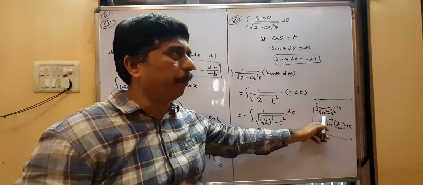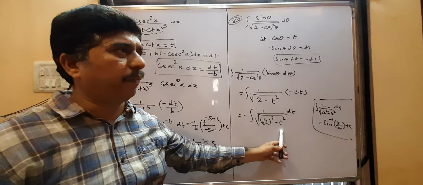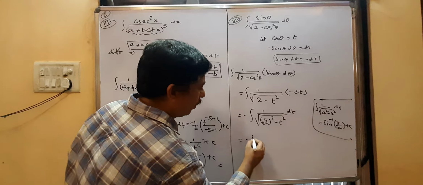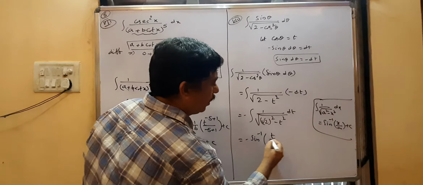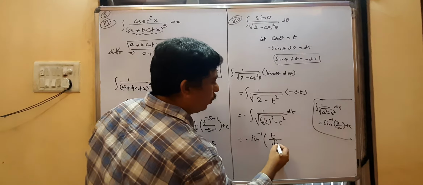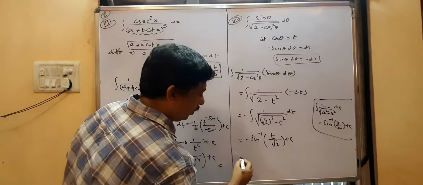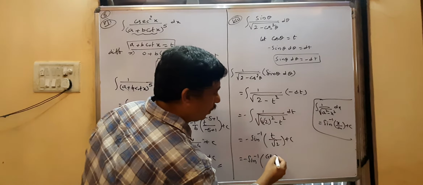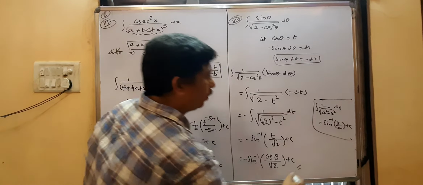A is the real number, x is the variable. Now coming to the given integral, t is the variable, root 2 is the constant. So this becomes minus sin inverse of, in place of x you have t, in place of a you have root 2, plus c. What is the value of t? Cos theta. That is minus sin inverse of cos theta by root 2 plus c. Copy it.